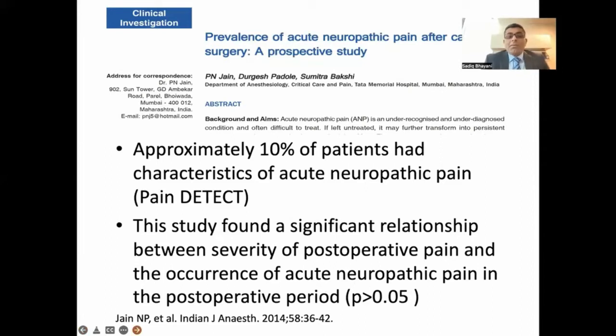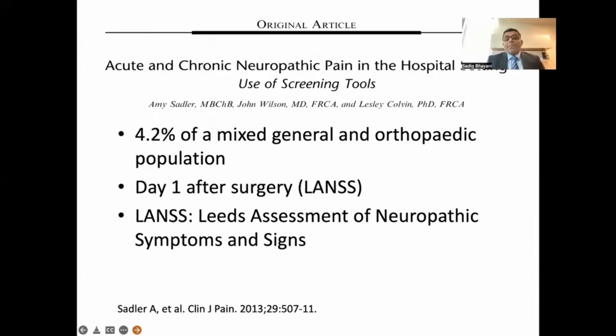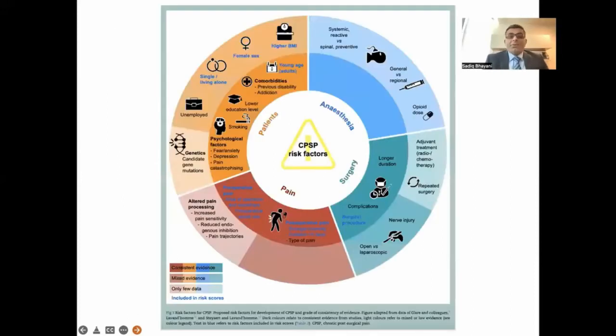So look for neuropathic symptoms. If the patient complains of wound hyperalgesia or allodynia or shooting pain, sharp pain, burning pain, then it tells you that they have possibly developed acute neuropathic pain. Another study showed 4.2% in a mixed general and orthopedic population. They used the LANSS scoring, the Leeds Assessment of Neuropathic Symptoms and Signs. This is a very good questionnaire. They did it 1 day after the surgery and realized that patients can develop acute post-surgical neuropathic pain. It's very important to look for these symptoms of neuropathic pain in the post-operative period.